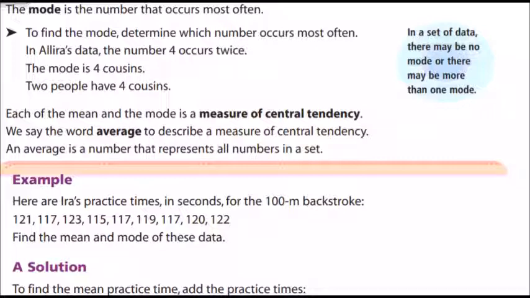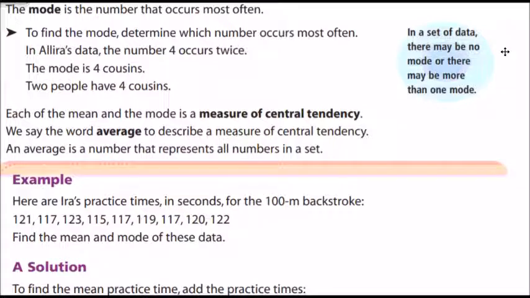We say the word average to describe a measure of central tendency. An average is a number that represents all numbers in a set. So we have the mean and the mode, which are both averages and measures of central tendency. And in our next lesson, we're going to learn about the median and the range. Those are also measures of central tendency. Median is also an average. So when we use the word average normally, it's not used accurately. What we should be talking about is the mean.